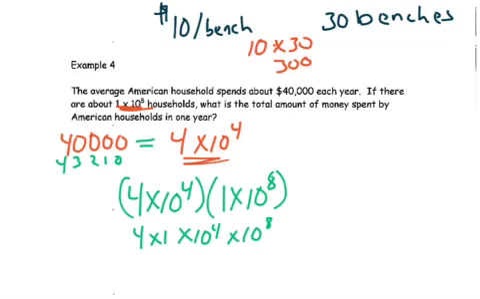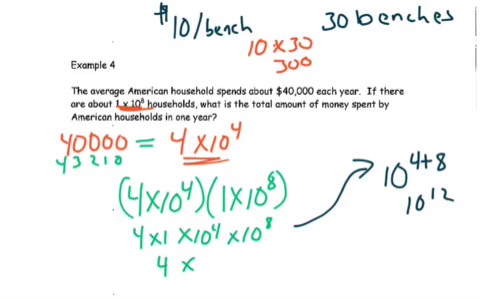So I know that 4 times 1 is 4. And 10 to the 4th times 10 to the 8th, which you guys should remember from the last unit, would be 10 to the 4 plus 8, add your exponents, which is 10 to the 12th. So that's going to be 4 times 10 to the 12th, which again is a big number. It is almost like $4 trillion. So you can just leave it in this form.